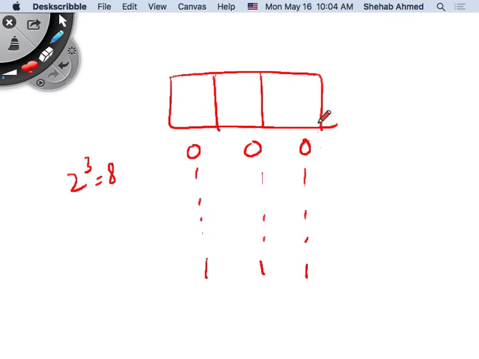Okay, so let's say we have a 3-bit computer, right? 3 bits means it can store data in 3 bits only. Again, it's a simplified example. You cannot put anything larger than 3 bits. It will truncate. Let's not get too much into that.